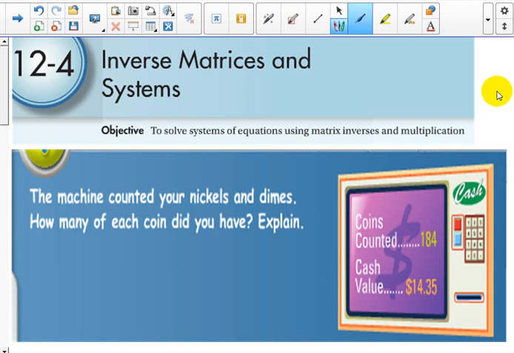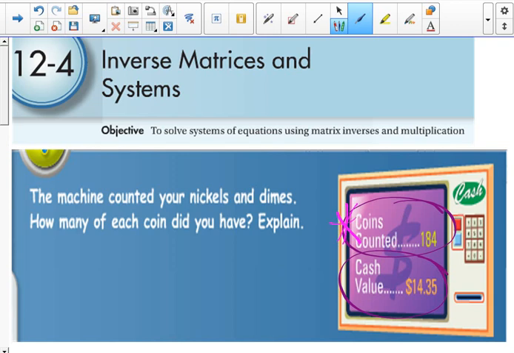And they ask us, the machine counted your nickels and dimes. How many of each coin did you have? Explain. So they give us two things here. The coins counted were 184 coins, and the cash value of those coins was $14.35. So you can make an equation off each one of those.